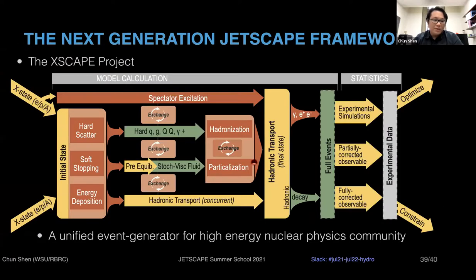The need on the theoretical front is to have a unified framework that embraces all these types of physics. And this is the next big project of the JETSCAPE collaboration, the XSCAPE project, which has this concept flow chart here, trying to embrace all the different types of physics that will be coming in the next 5 to 10 years in the experiments.